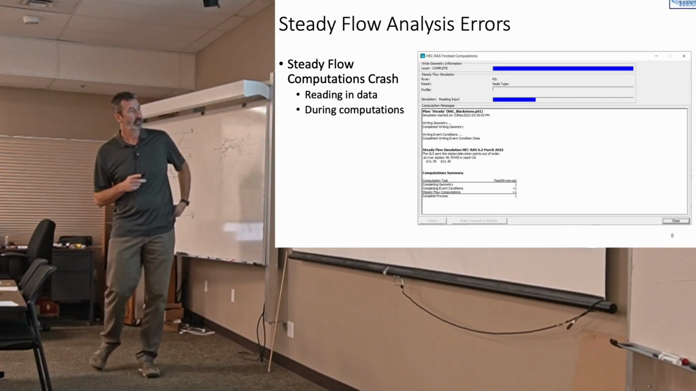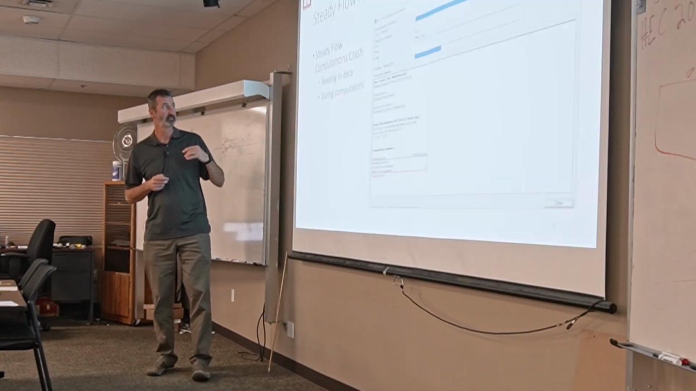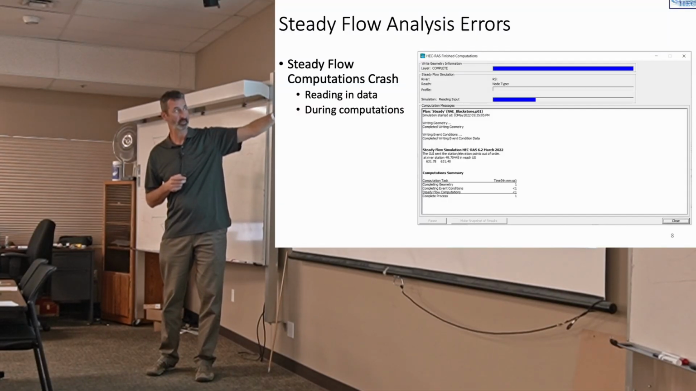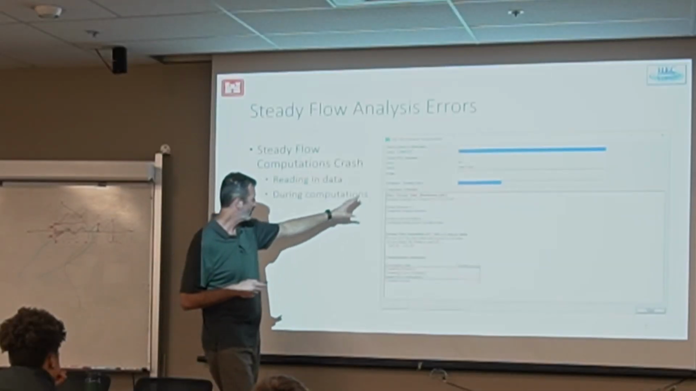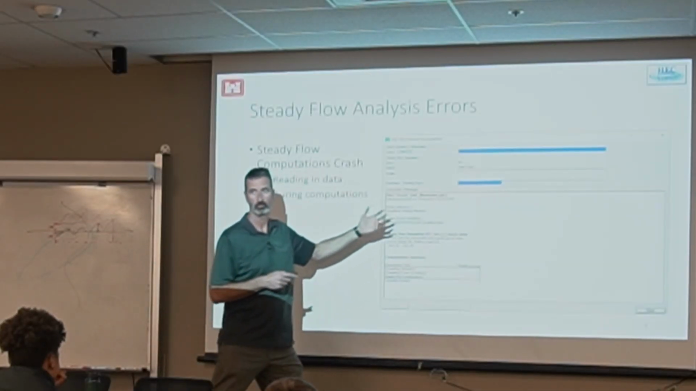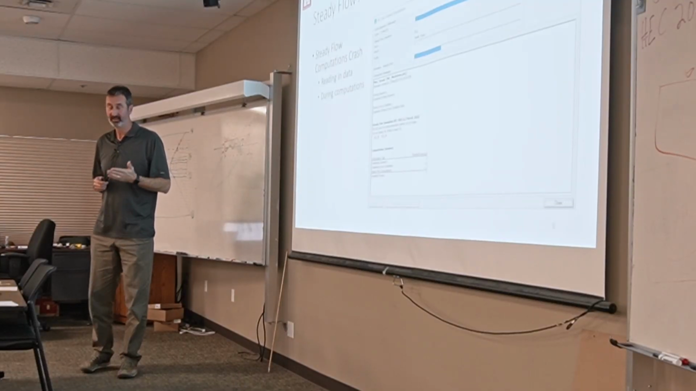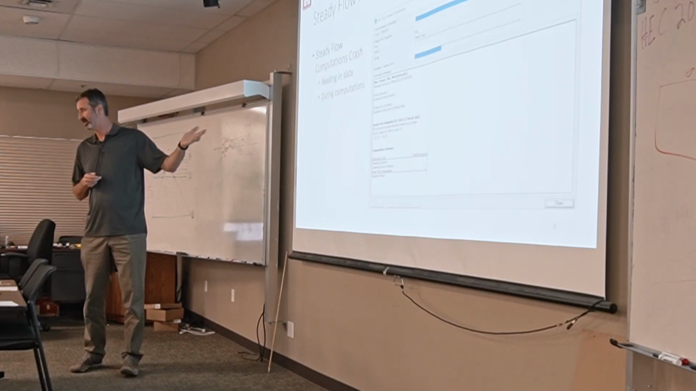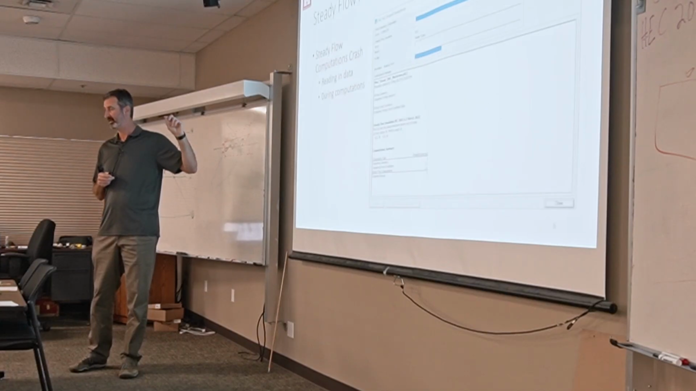Okay, so when it does crash, it will usually crash in one of two places. There's the reading in the data, getting going, and then there's during computations. And it'll try to tell you down over here in some message what it was doing when it crashed. The only general guidance I have for you is it'll tell you a place, and if it tells you a cross section, that, hey, I crashed trying to read this cross section, well, it actually probably didn't crash trying to read that cross section.